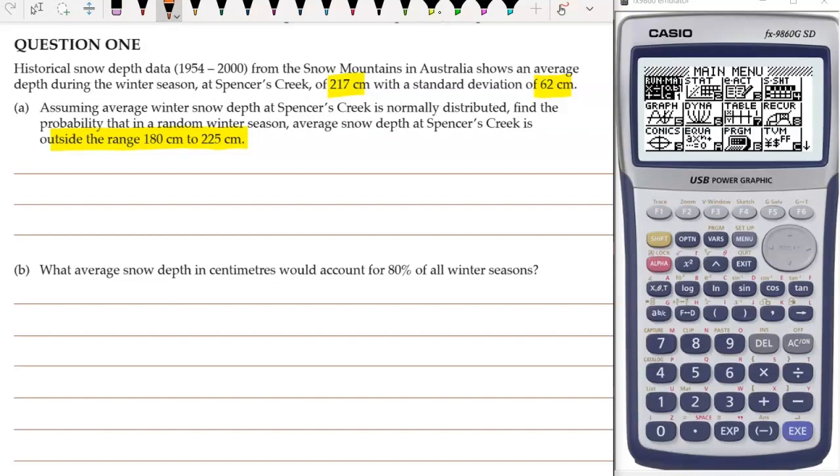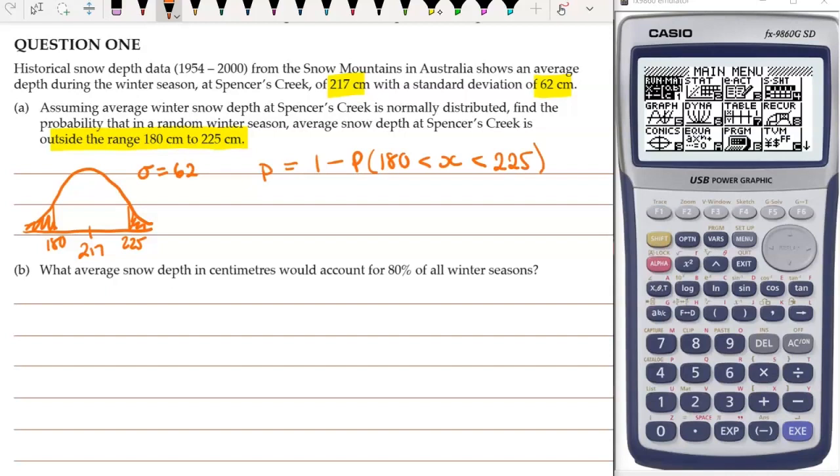So we're using a normal distribution. And we've got a mean of 217 and sigma is 62. We want to know the probability that it falls outside of 180 and 225. So we're looking for those two tails. So the probability is going to be equal to 1 minus the probability it lies between those numbers. And I've done it that way round because the calculator can do that for us in one step.